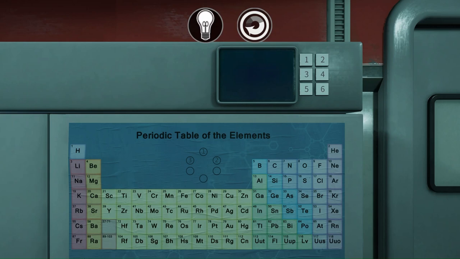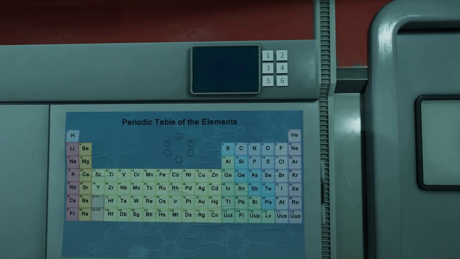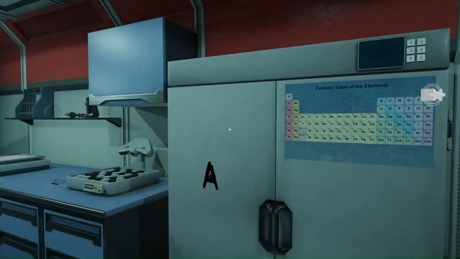Sorry, what? Look at cabinet A, which shows a periodic table and indicates 3 specific positions. Oh, you're an idiot. Oh my God, that's so obvious. I'm a dumbass. No, I actually refuse to accept I'm a dumbass for that. That is actually ridiculously obvious. Hate myself.